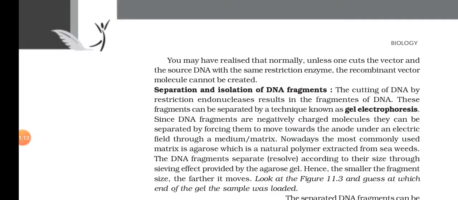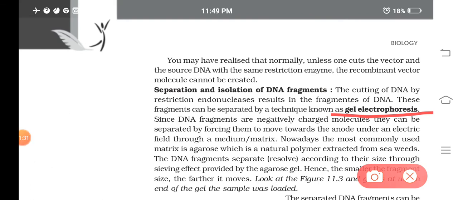The treatment of DNA with restriction endonucleases produces a number of fragments of DNA. So these fragments can be separated by a technology known as what? Gel electrophoresis. Is it clear? And we have studied that DNA is a negatively charged molecule, isn't it? So this technique involves forcing these DNA fragments to move towards the anode under an electric field through a medium, and the medium usually used is agarose.